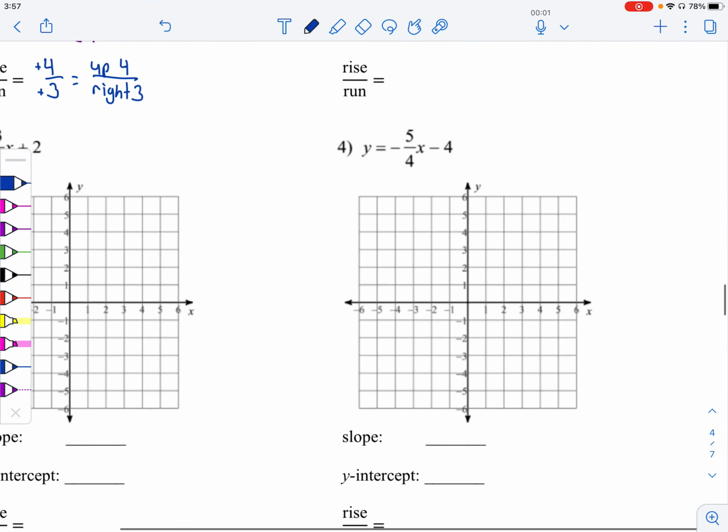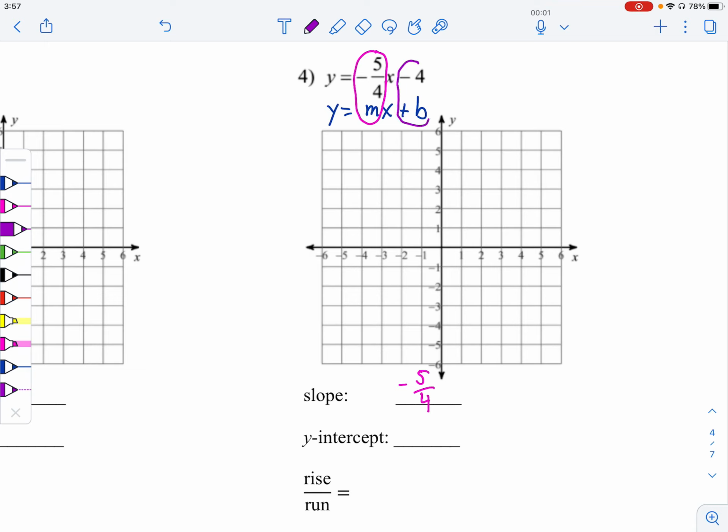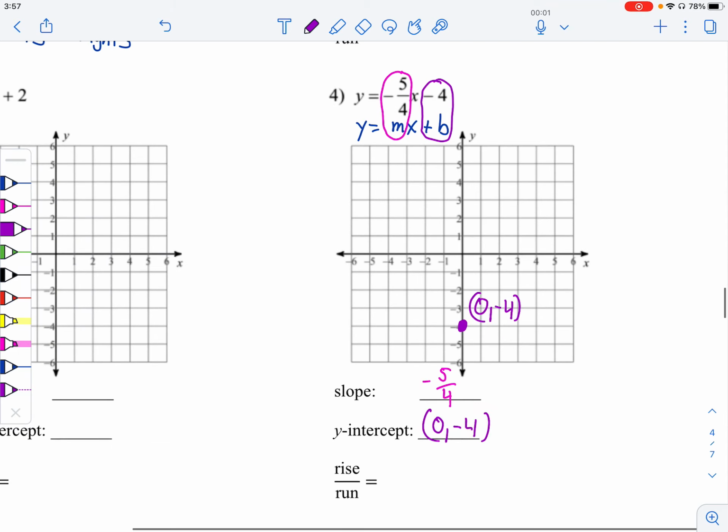Okay, so number 4. So again, identify. So y equals mx plus b. Our slope is -5/4. Our y-intercept is at -4. So (0, -4). That's where we start, (0, -4) on our graph. So we have our starting point.